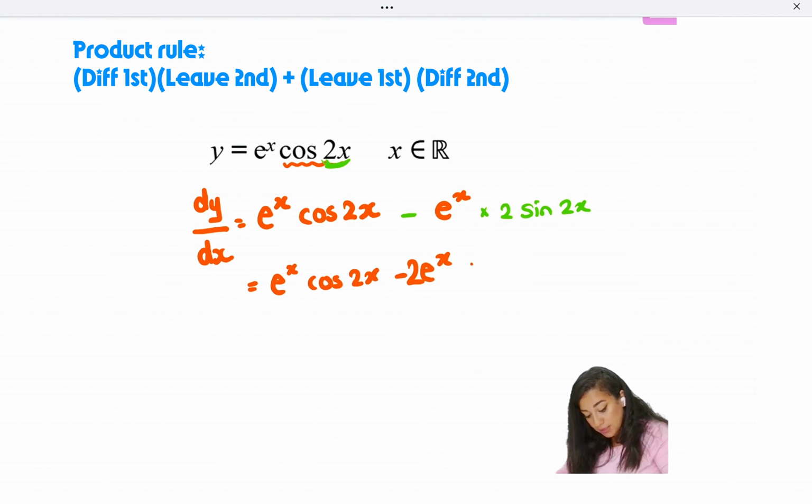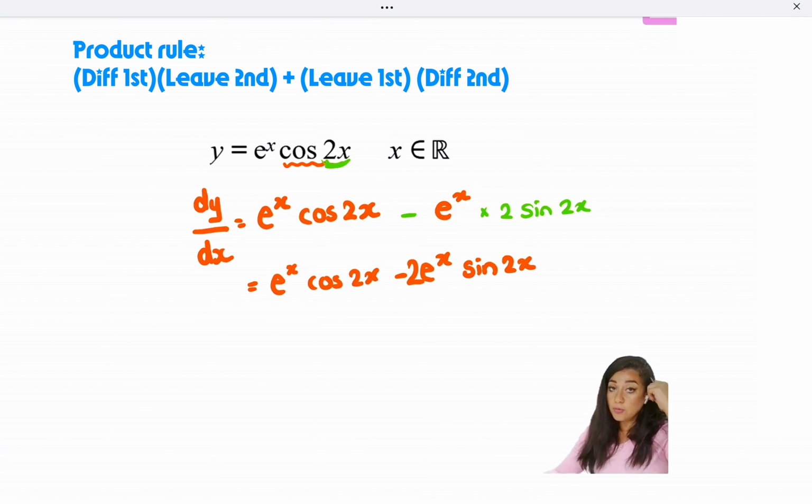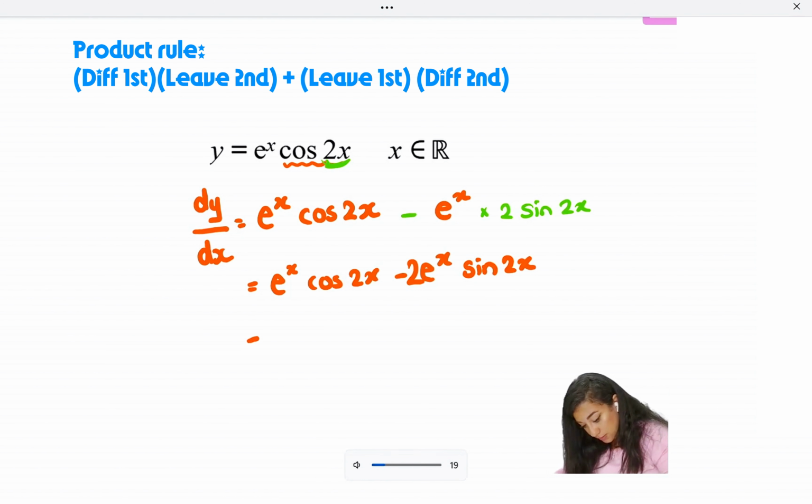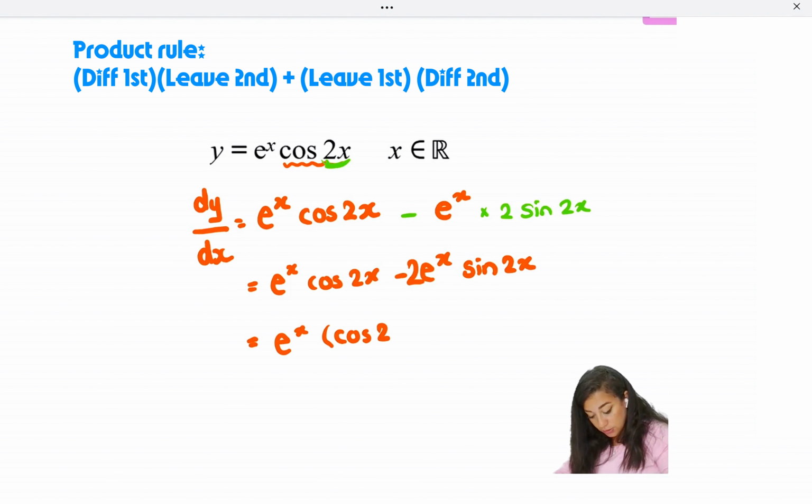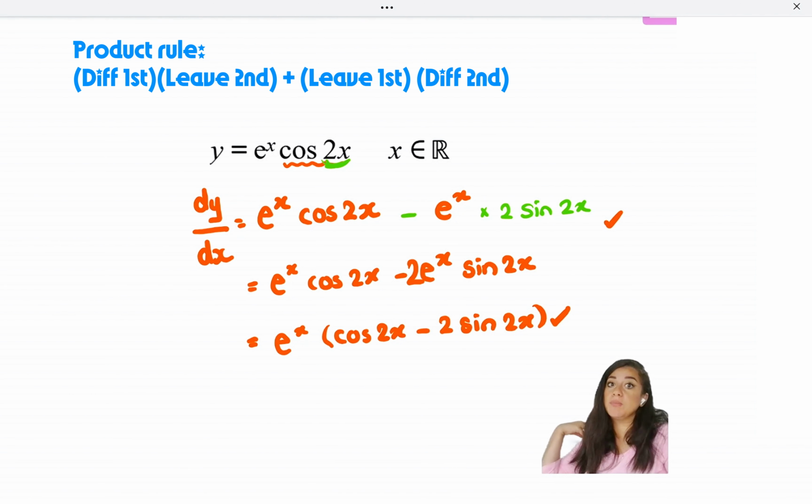e to the power of x cos 2x minus 2 e to the power of x sine 2x. And if you wanted to factorize out the e to the power of x for whatever reason, you can take e to the power of x because it's common for both of them. And then in brackets, you end up with cos 2x minus 2 sine 2x. It's a good skill to have because when you come to do identities, you have to manipulate it algebraically. So it's good to keep that in mind.